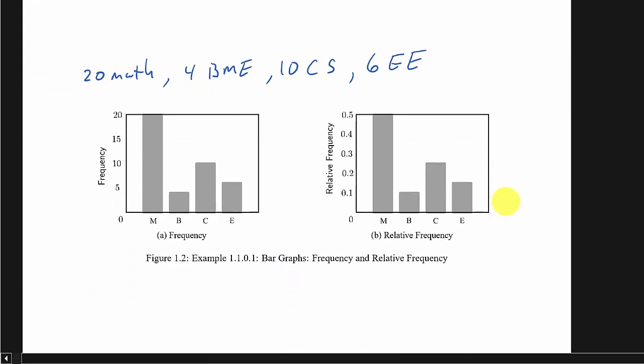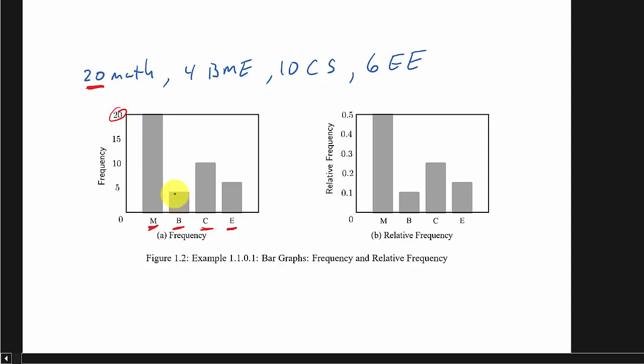All right, so what we have here on this first graph, this is a bar graph. Okay, this is a bar graph. So what it is, we have the categories here. We've got the math students, the biomed students, computer science, and electrical students. And we've got a bar here, and it just goes up to 20. You see that? Because that's how many students.